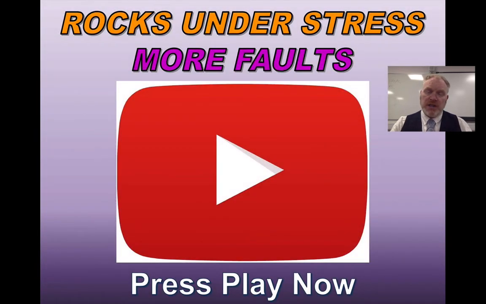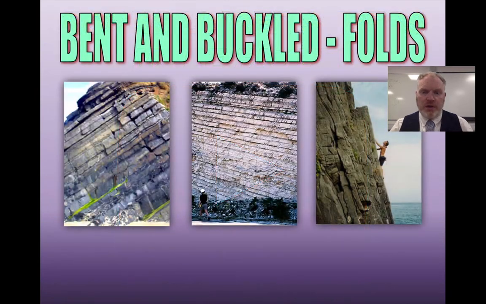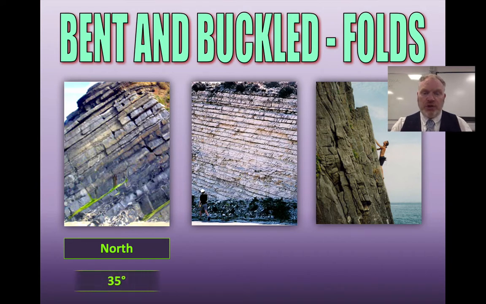Okay then, let's see what you've come up with. So these are our 3 outcrops of rock that we need to measure the dip from. Let's start on the left. The dip here is to the north, because that's the way the bed's going down. If we measure the angle, we should get about 35 degrees or so.